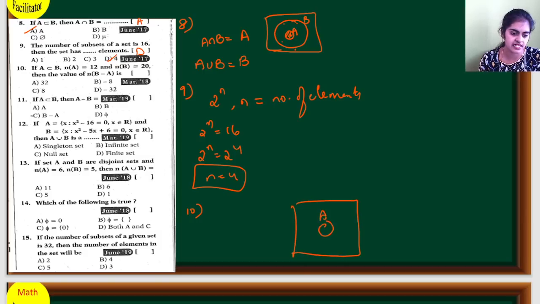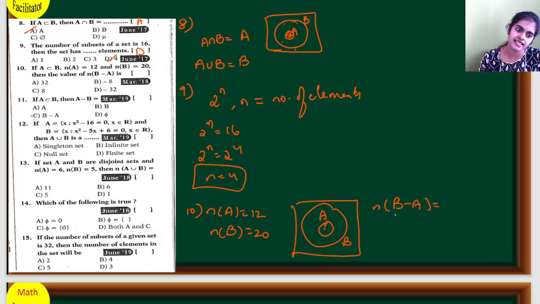So this is set A, it is a subset of B. And n of A is 12. So in A you have 12 numbers, 12 elements. And n of B is 20. So you have to find n of B minus A.